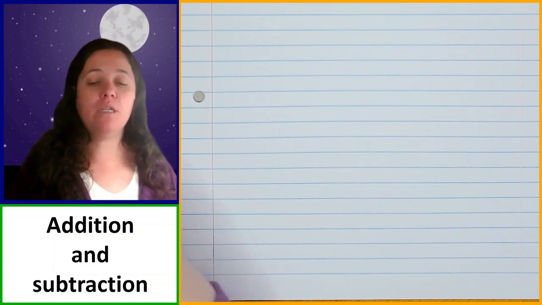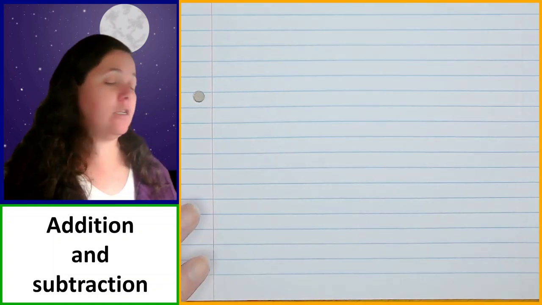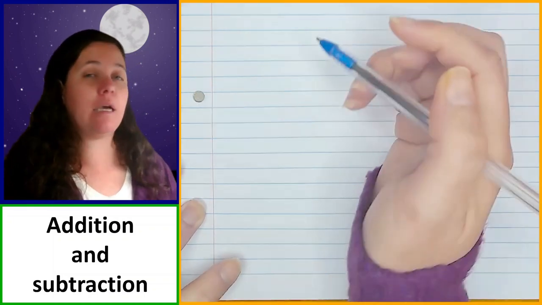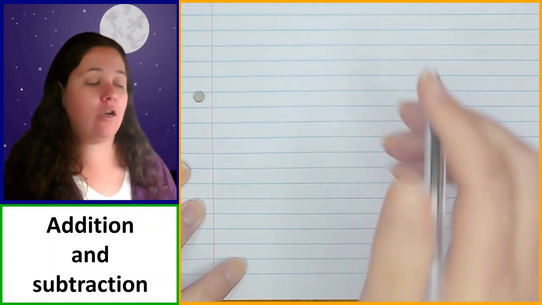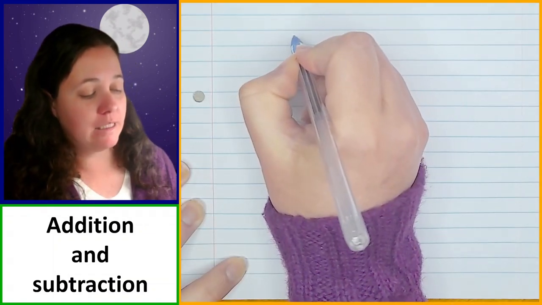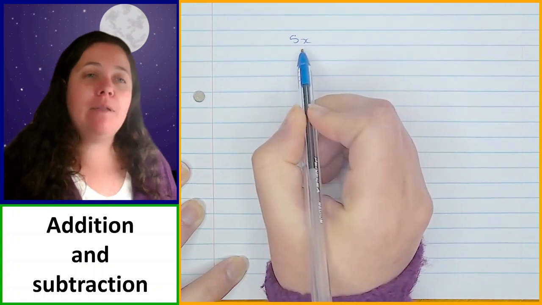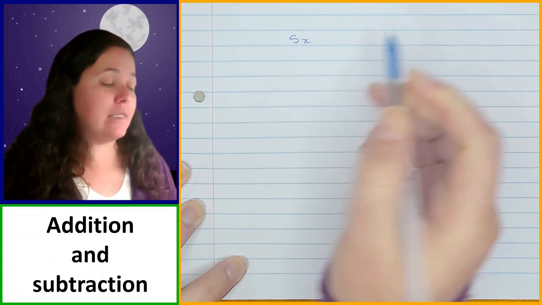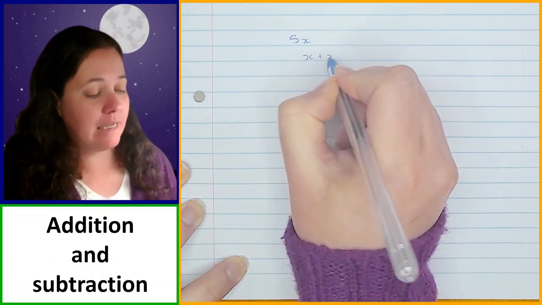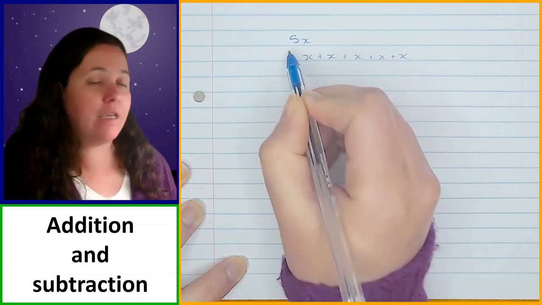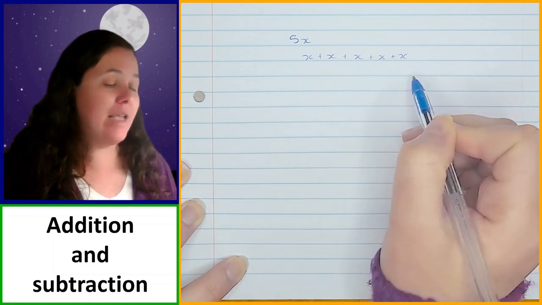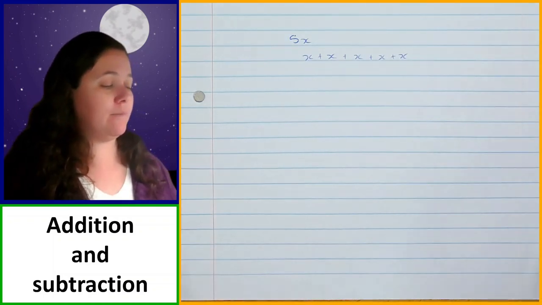Okay, so the coefficient of your term tells you how many of the set of variables there are. So if I've got something like this, 5x, that's telling me that there are 5 x's. This is the same as x plus x plus x plus x plus x. That means the same thing, okay? I've got 5 x's. It's the same as if I had something like this.